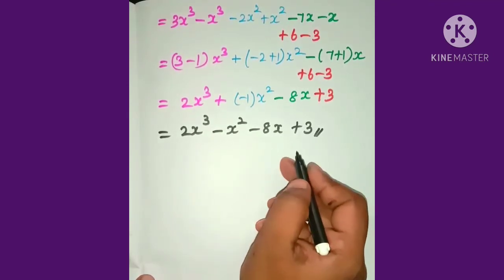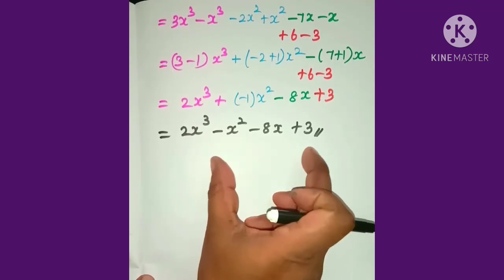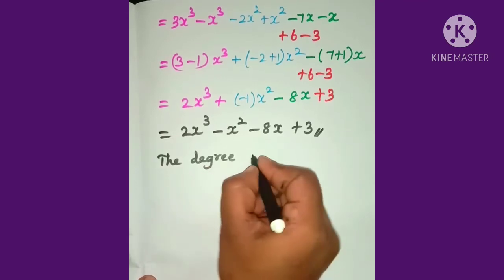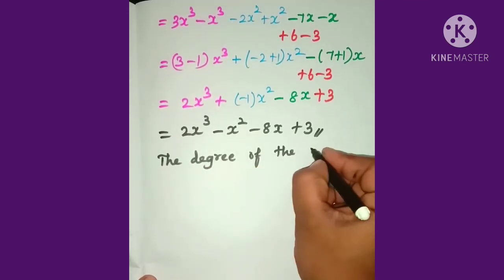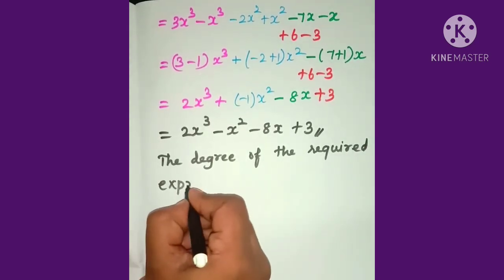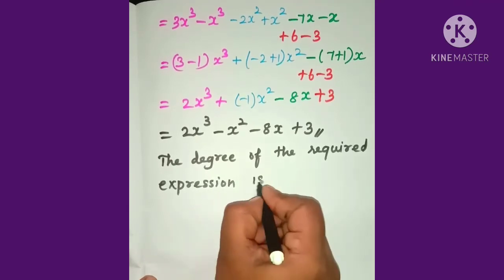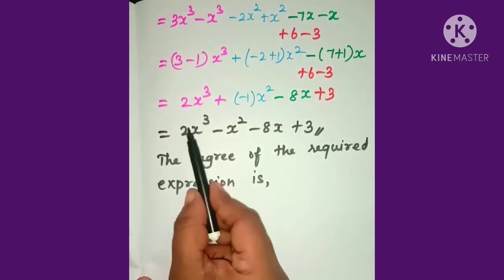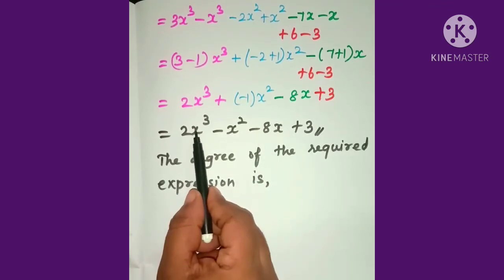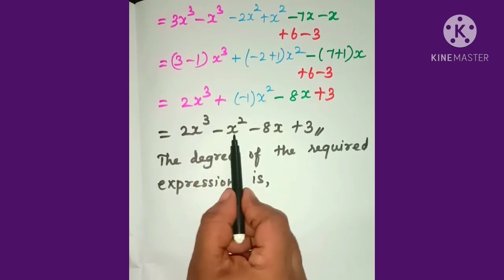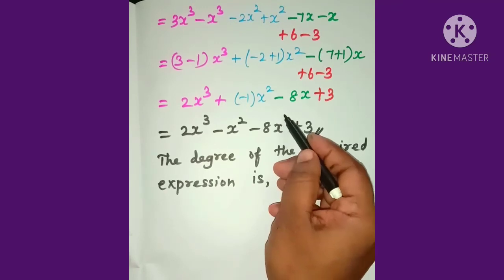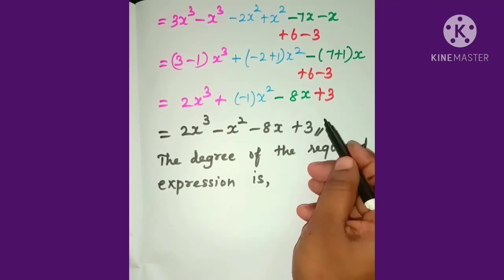Now we need to find the degree of the required expression. So the degree of the required expression is, for that find the degree of each term. So here the degree of the first term is 3, the degree of the second term is 2, the degree of the third term is 1, and the degree of the constant term is 0.